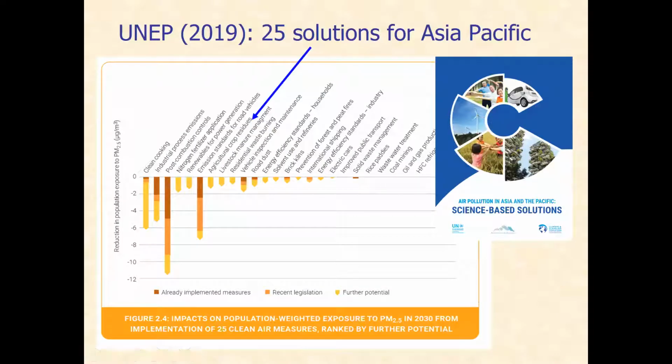So UNEP last year, I mentioned already, published 25 solutions for Asia Pacific. And we also have Indian scientists who participated in this solutions report. One of the measures here shows agricultural crop residue. If we implemented the measure, we can reduce the exposure level of PM 2.5 by 1.5 microgram per cubic meter.